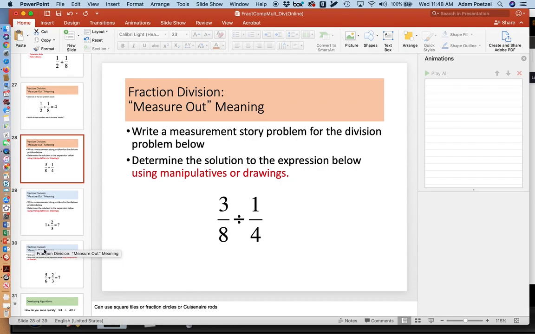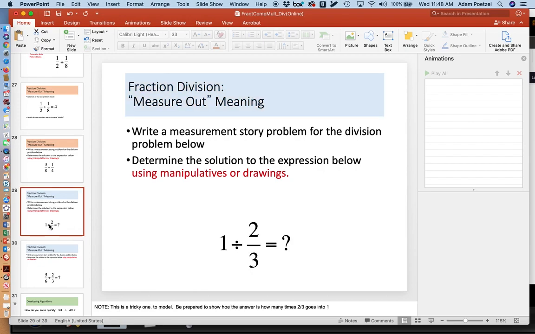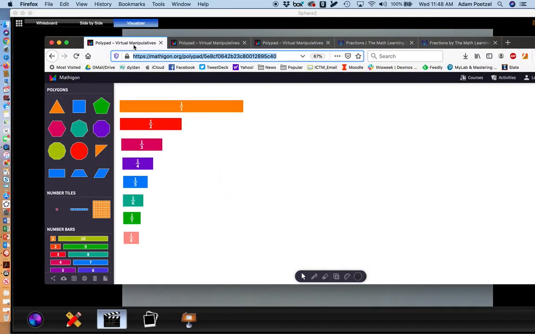one more here. Let's take a look at this one for a second. So here's 1 divided by 2/3, and let's think about this one for a second. All right, so I'll draw that up here. We have 1 divided by 2/3. How many groups of 2/3 can fit into 1?